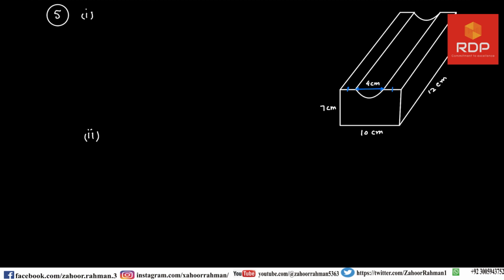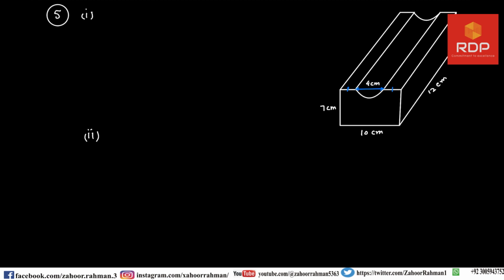Now there is a fifth question in which there is a trick. You can see that there is a drilled area inside a simple cuboid, and that is half of the cylinder. You can see that this is not the full cylinder, it is half of the cylinder whose diameter is 4 centimeters. So we have to find half of the cylinder, and we will subtract that because it is drilled inside this solid.